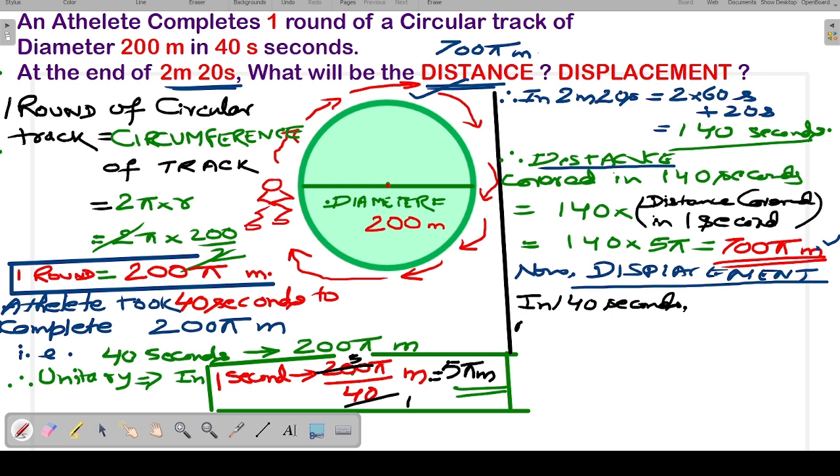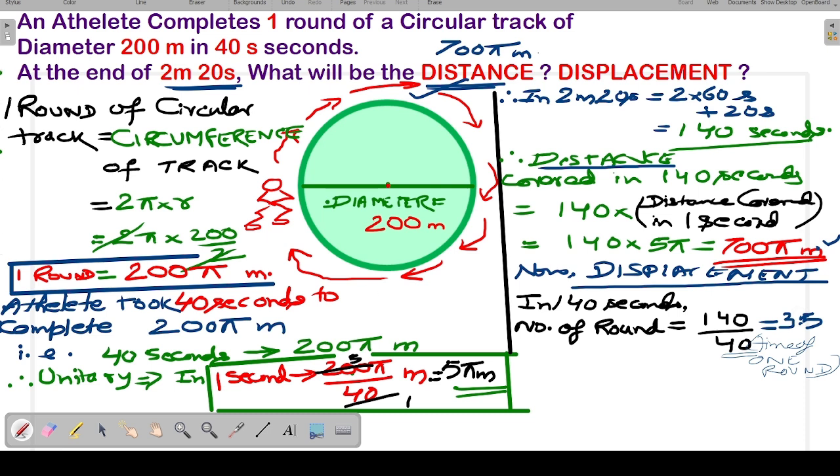So the number of rounds he will complete in 2 minutes and 20 seconds will be how much? 2 minutes 20 seconds is 140 seconds, divided by 40. The 40 is the time of completing one revolution across the circumference, that is, completing one round of the circular track. Dividing 140 by 40 will give you the number of rounds completed by the athlete in 2 minutes and 20 seconds. This will be coming as 3.5.